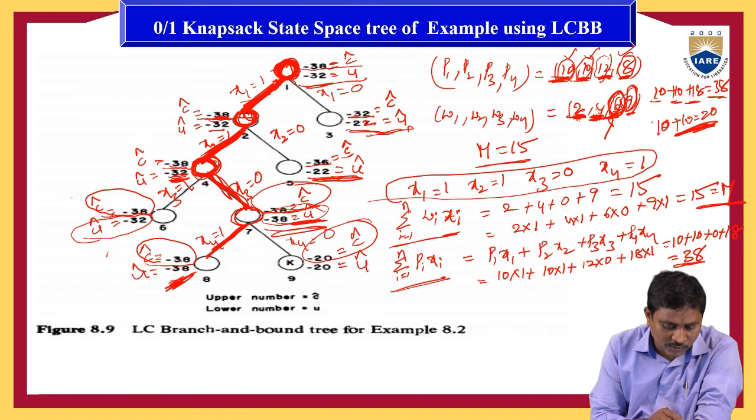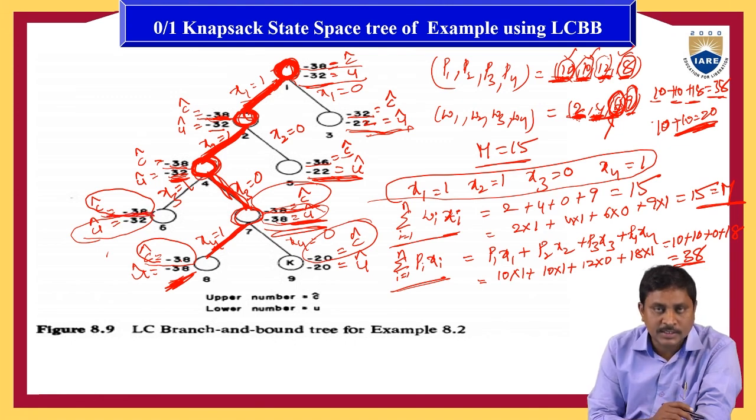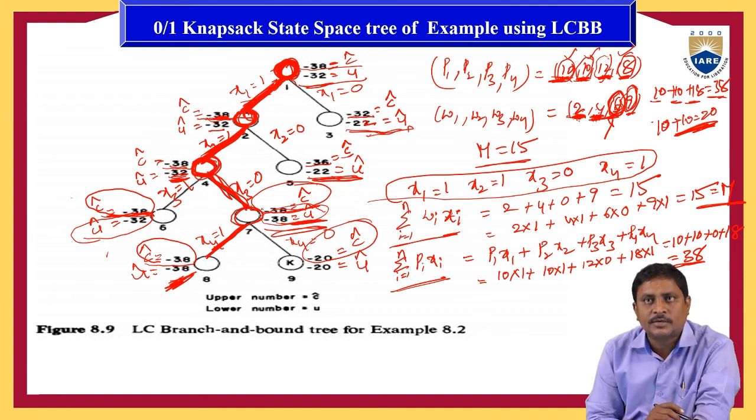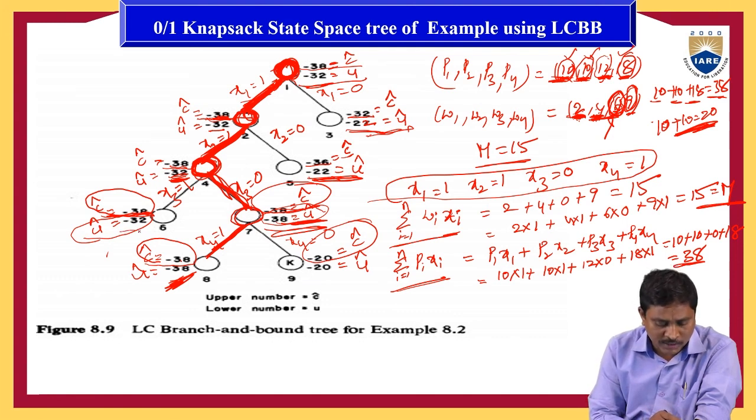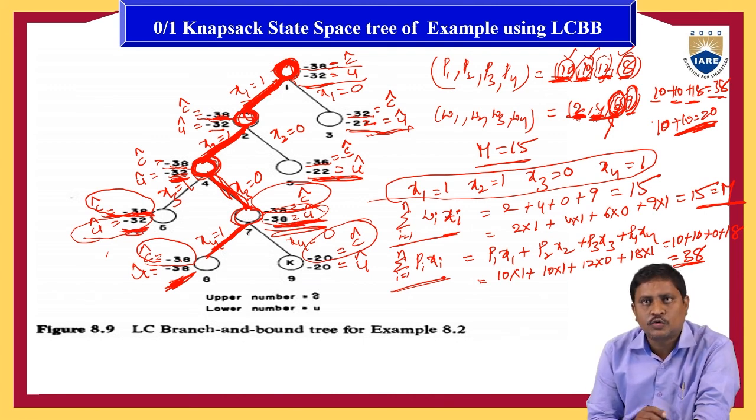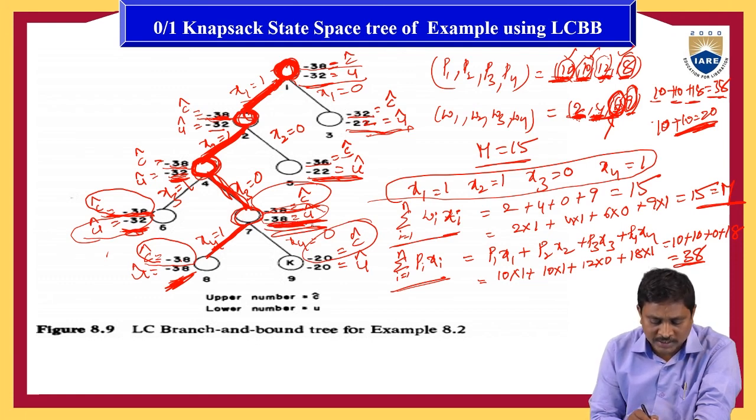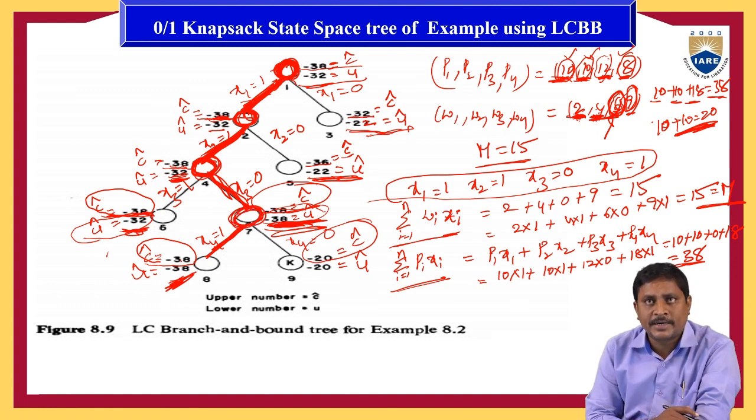Now here we compare these C cap values. Here minus 38, here also minus 38. So the lower bound values are equal. Whenever lower bound values are equal, we compare upper bound values. Here the upper bound value is minus 38, here the upper bound value is minus 32, here minus 38. Among these two values, the minimum value is minus 38. So now we are going to expand this minus 38 value. So we expand this one.